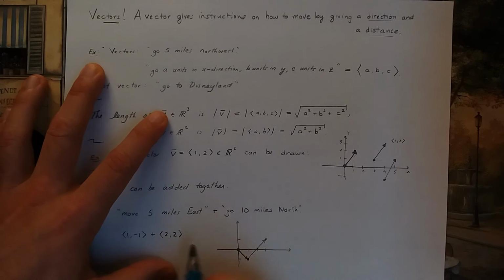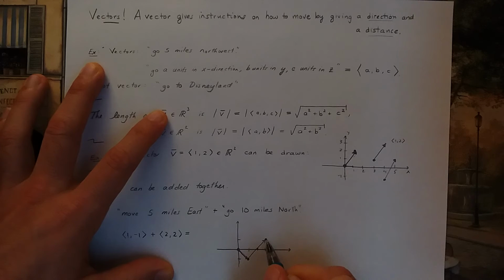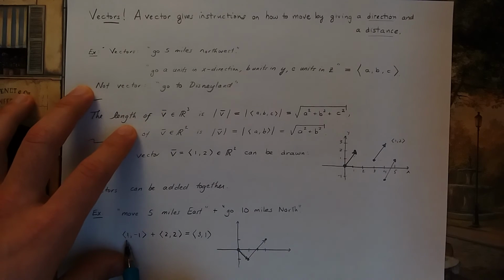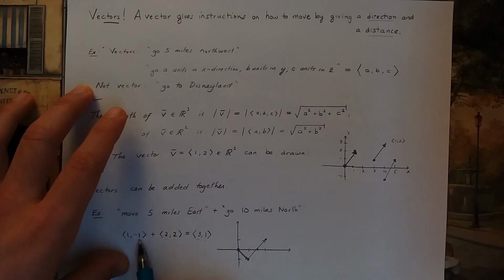If I add these 2 vectors together, I follow one set of instructions and then the next, I land at the point 3, 1. So the net effect of following these 2 instructions one after the other is that I get the vector 3, 1. In total, I moved 3 steps to the right and 1 up. You can get that just by adding the components together. So just by adding components, you can add 2 vectors.